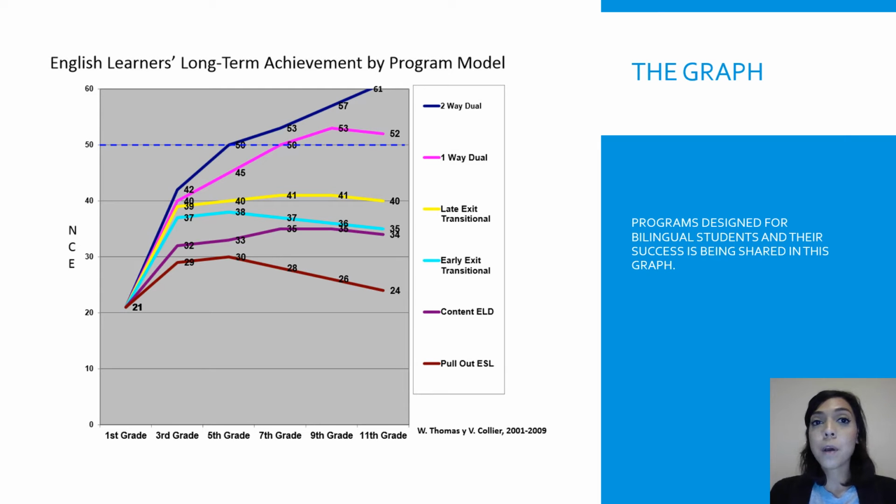This graph was the one that called my attention the most, and just seeing it, I think it is a graph that needs to be shared with everyone: administration, families, communities, everyone who is part of our school system. That way they can see how effective a two-way dual language program is. We can see how from first grade to third grade, all of these programs do show an increase, but then after third grade, you guys can see that they start going down, except for the two-way dual.